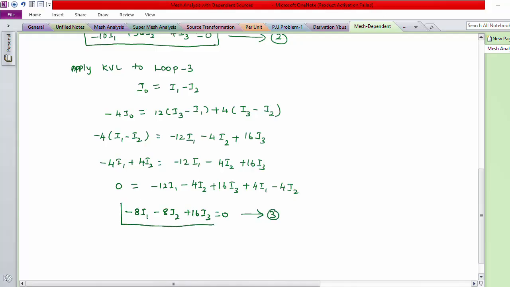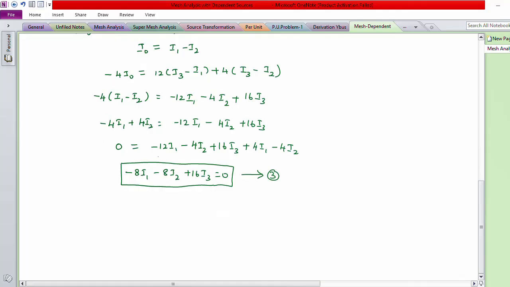Now, to solve equations 1, 2 and 3, either we can use Cramer's rule or we can solve these equations with the help of a calculator. Now, solve equations 1, 2 and 3. You can get the values: I1 equal to 2.25 amps, I2 equal to 0.75 amps, I3 equal to 1.5 amps.